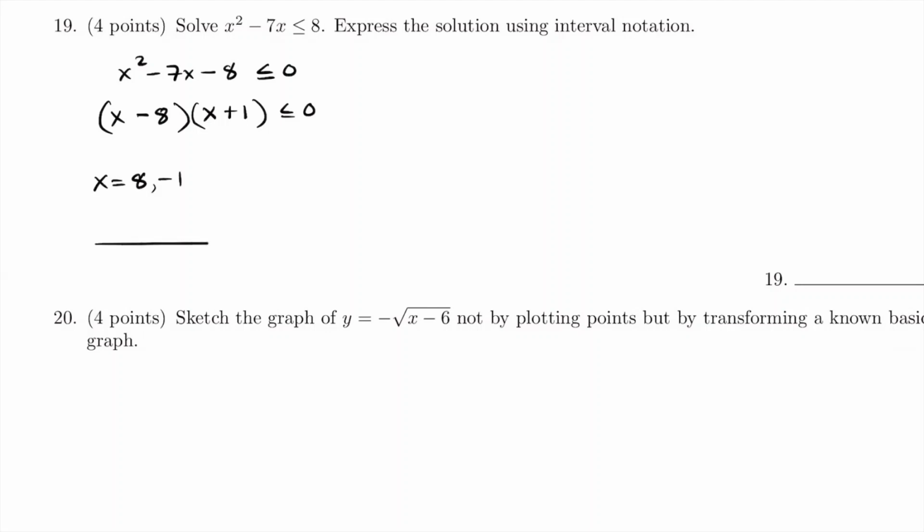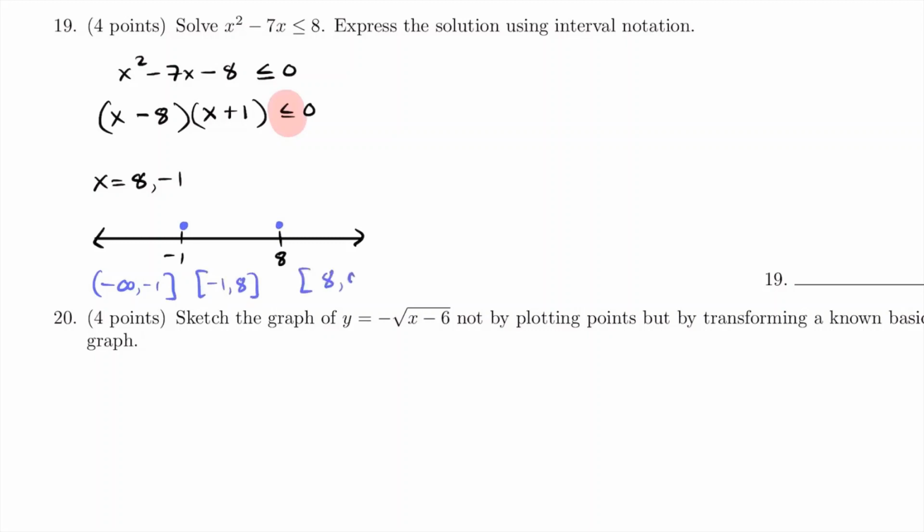Now we plot them on the real line and see where this expression is positive or negative. Here's negative 1, here's 8. Since the inequality is less than or equal to, we can include the endpoints. This interval is negative infinity to negative 1. This interval is negative 1 to 8. This interval is 8 to infinity. Now let's test them. For the first interval, I can test negative 2. For the second interval, we can test 0. For the last interval, we'll test 9. Something easy and convenient.